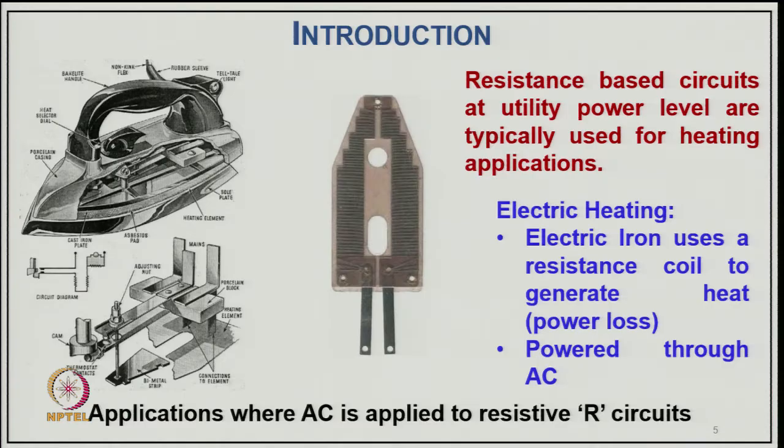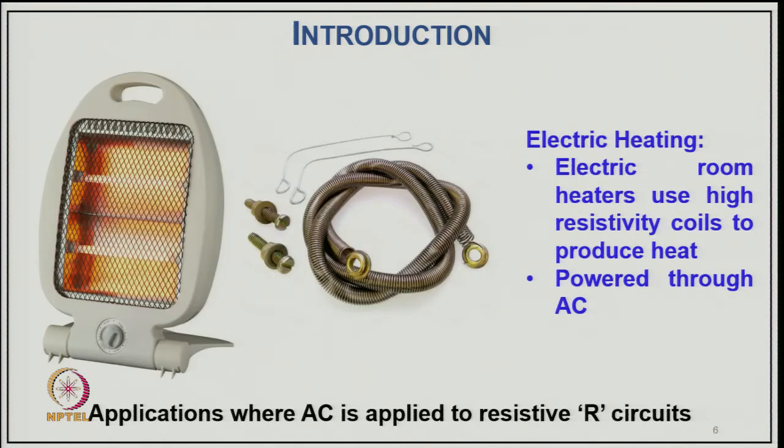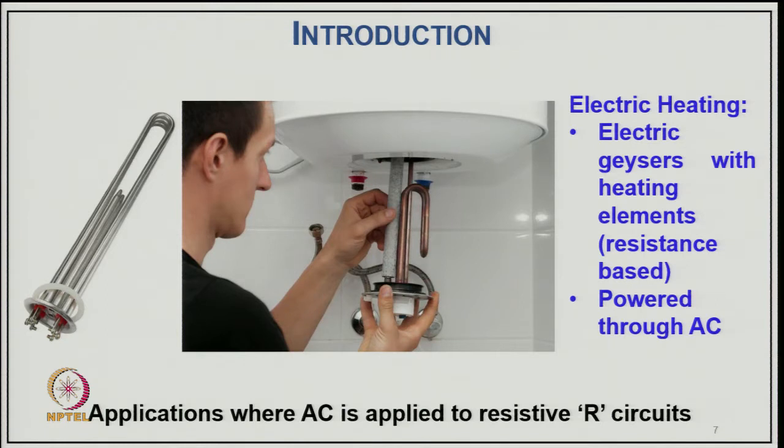The typical example of resistance based circuits at utility power level is heating. Here, AC is applied to a resistive circuit; a typical electric iron or press uses a resistance coil to generate heat, powered through the AC supply. Another example is the electric heating system: electric room heaters use a resistive coil to produce heat powered through AC power. Then we have electric geysers with a resistance based heating element, again powered through AC supply.